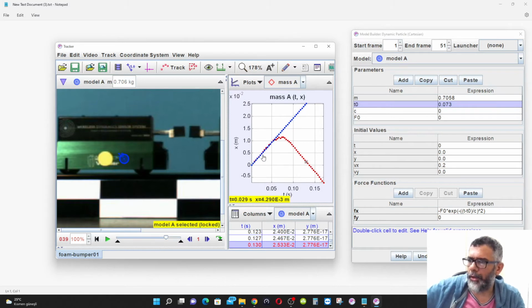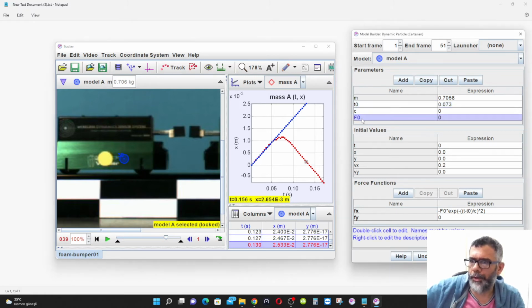All right. So the other thing is, let's also compare this x versus t to the model. So you see the model goes forever at a constant velocity, because we haven't put this f0 value, and so still the model sees a zero force. That's why it's going at a constant velocity over all the time.